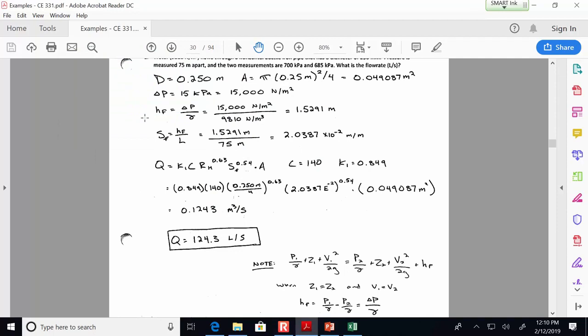All right, so how easy this is depends on if you remember the definition of H sub F and S sub F. And this one's easy since it's horizontal. The head loss is just the change in pressure divided by gamma. So that's the solution to the first problem, 124.3 liters per second. Notice that the problem statement said what units are needed for the flow rate, so liters per second.